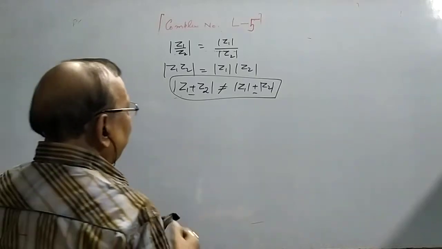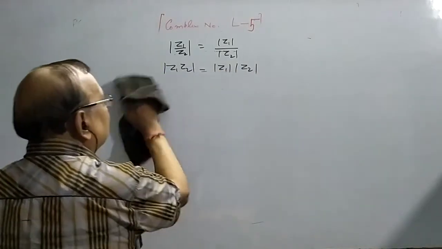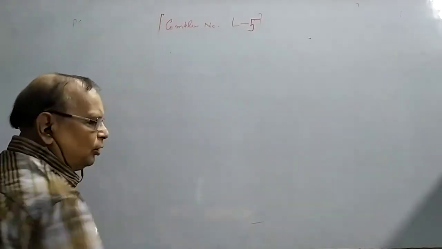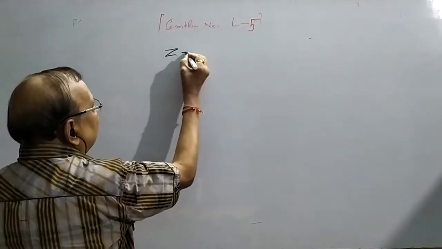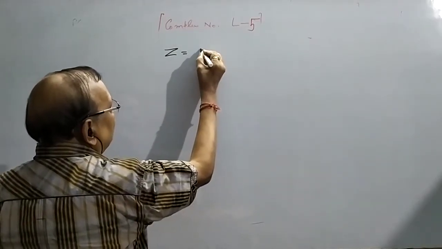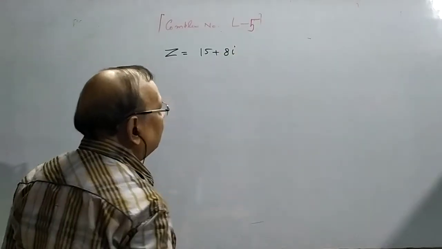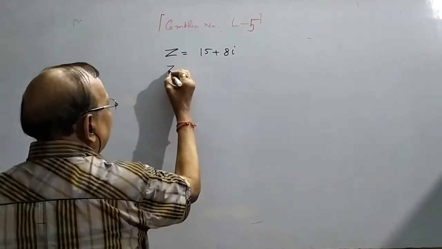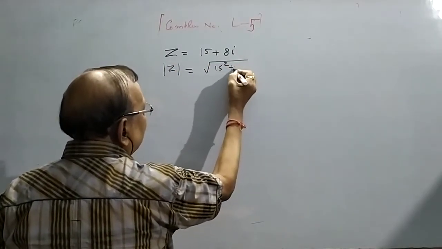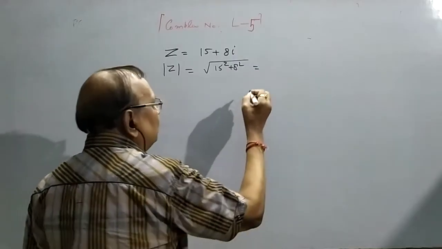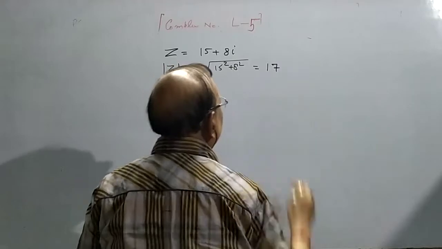Therefore, in general, we write like this. There is a question, there is an example. Suppose Z is equal to 15 plus 8i. What is their mod? Mod of Z is equal to under root 15 square plus 8 square, that is 17 units.